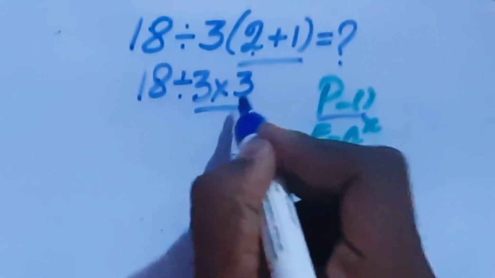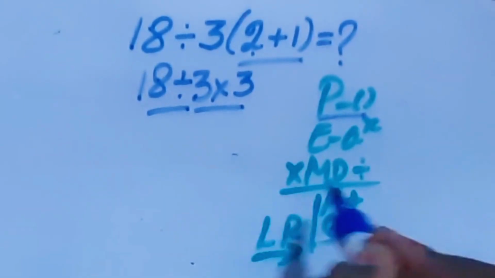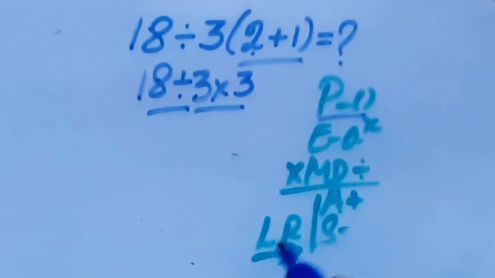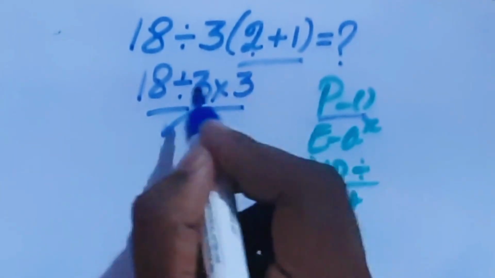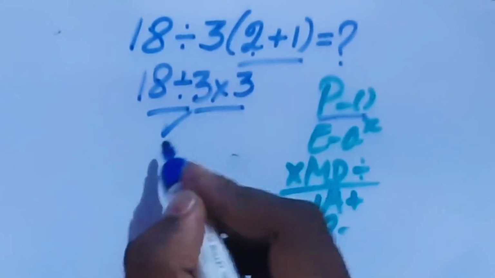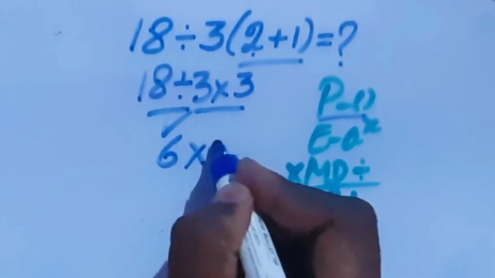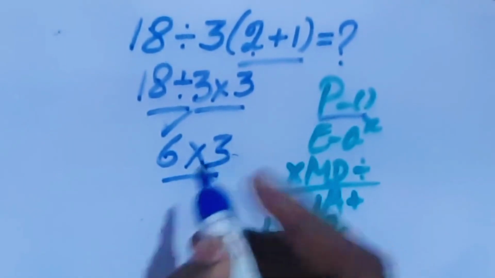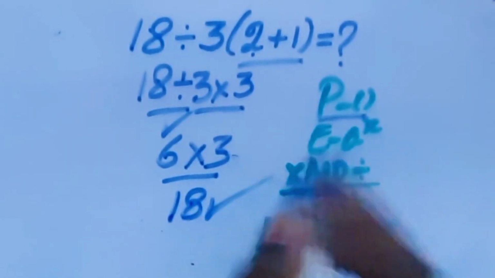Here we have multiplication and division. Both are equal priority. For equal priority we have introduced the left to right rule. Here, left to right, 18 divided by 3 is 6, times this 3. Here 6 times 3 is 18, which is the correct answer.